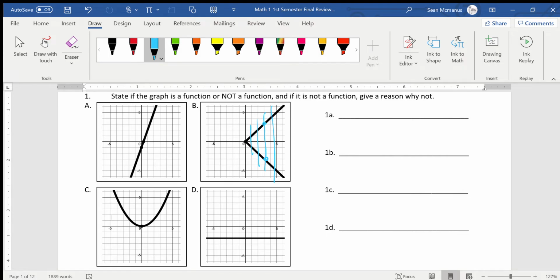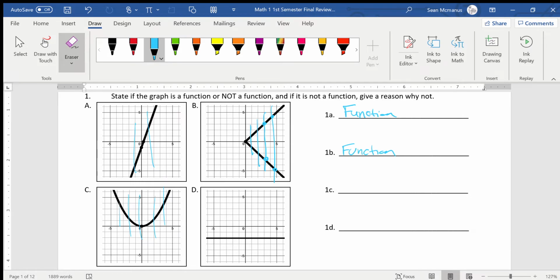And we talked about the vertical line test. If I have a graph and I can draw a vertical line through the graph at any point and it touches more than one point on the actual graph, then that's not a function. So if I look here, number one, A is a function. It's a linear function. There's nowhere I can draw a line through here that it's going to touch more than one time. Same with C. There's nowhere I can draw lines through C. That's also a function.